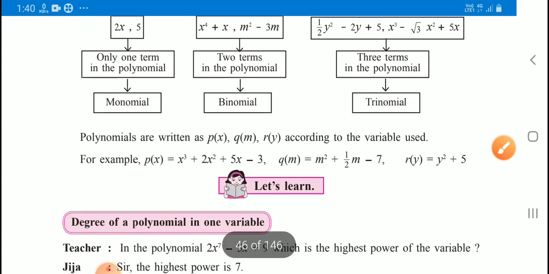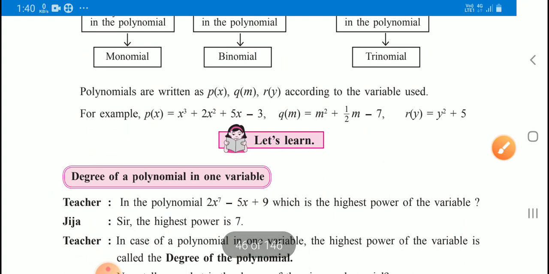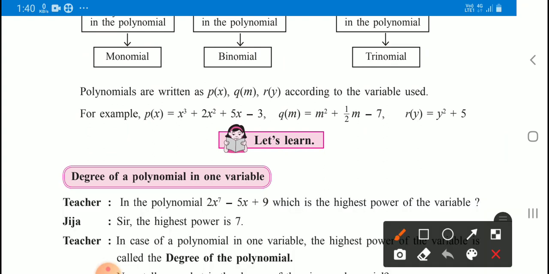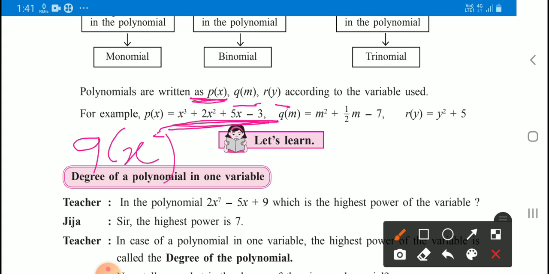Okay. Now polynomials are written as, how to write the polynomials? We can write the polynomials in the form p of x. Which variable will be there? P means polynomial, and x, that particular variable. Otherwise q of m, r of y, according to the variable used. Now here in the first expression they have given the variable x, so they use p of x. Here you can use q of x also, r of x also. Second expression they have written as q of m, and third one r of y.